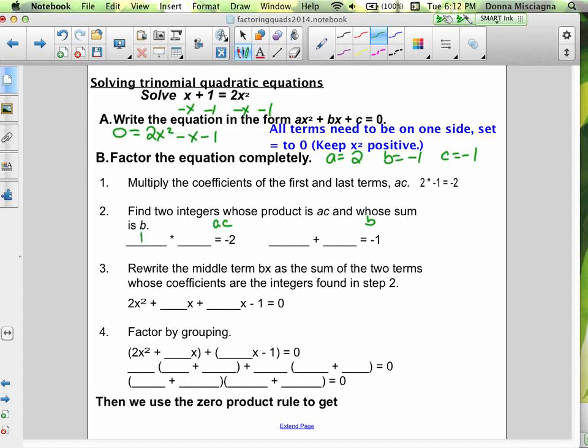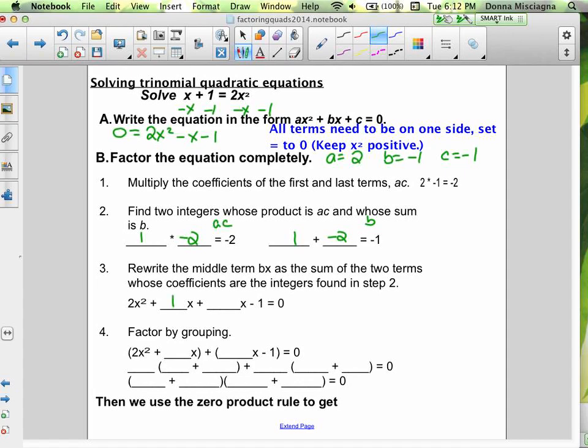So 1 and negative 2, right? So 1 times negative 2, that's negative 2. And 1 plus negative 2 is negative 1. Right, so we'll just replace the negative x with the two terms we just found. So we have a positive x.